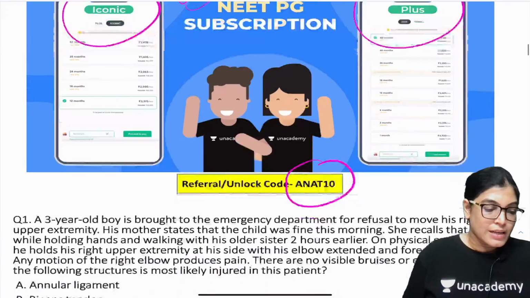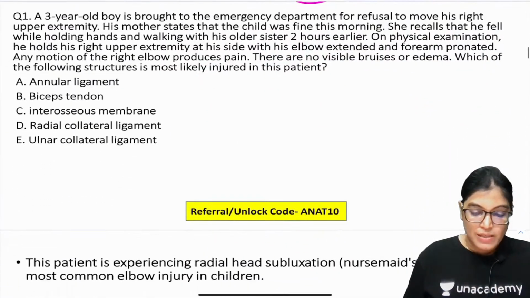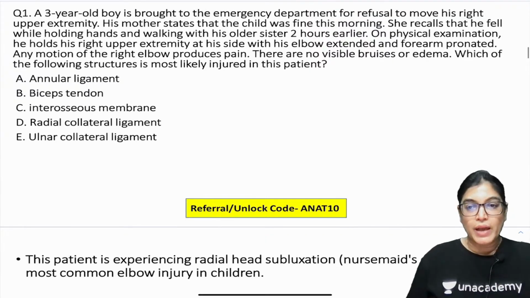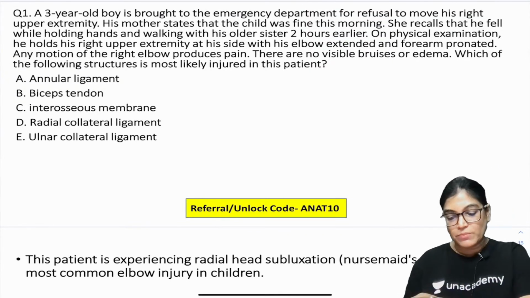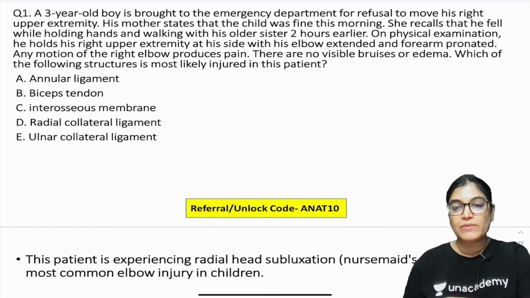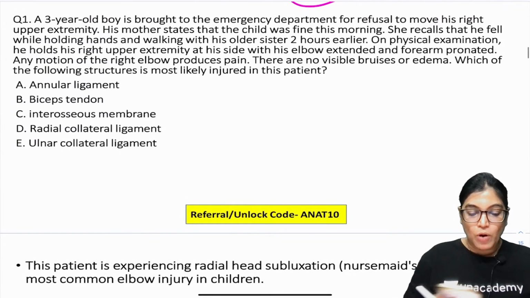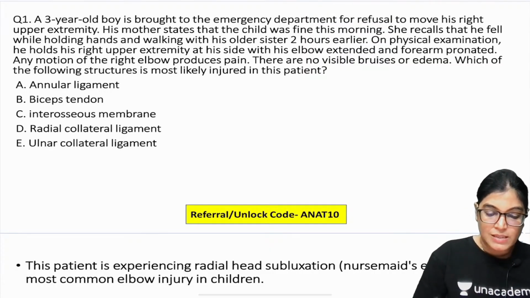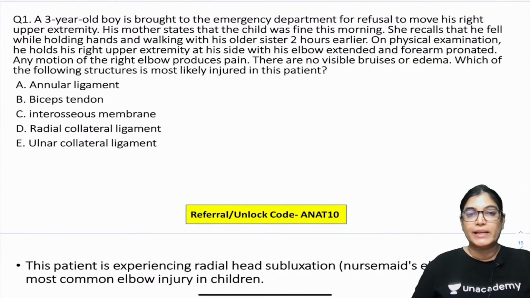So let's start with the MCQ session. This is the first MCQ. You will be following. In the upper limb session, I will first discuss MCQs, and at 7:30 PM, lower limb. In the upper limb, I will discuss briefly the important topics, which are very important for clinical MCQs.